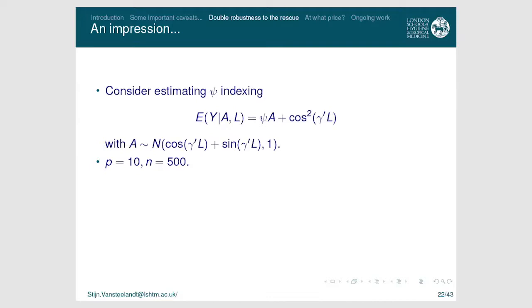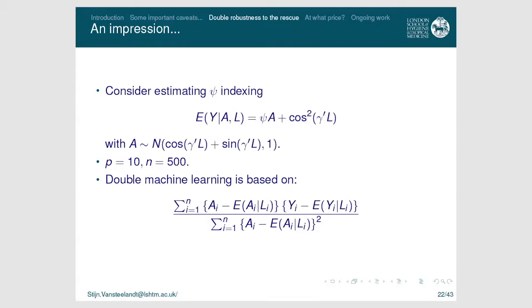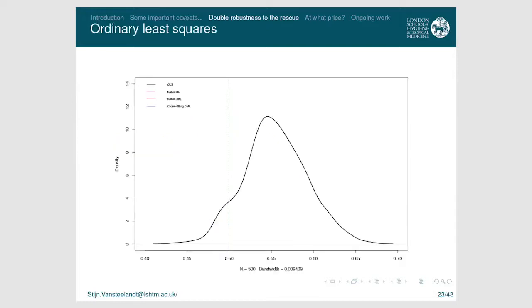I also want to give you an impression from a quick simulation study, which I'll explain in a minute why I chose this particular one. But here I'm doing a linear regression, but there's a complicated relation with the covariates, and the relation between exposure and covariates is fairly complicated as well. There are 10 covariates and 500 samples. And here double machine learning basically works by evaluating this calculation where we get both this prediction of the treatment and this prediction of the outcome that we would obtain by machine learning. I'll first do it without machine learning.